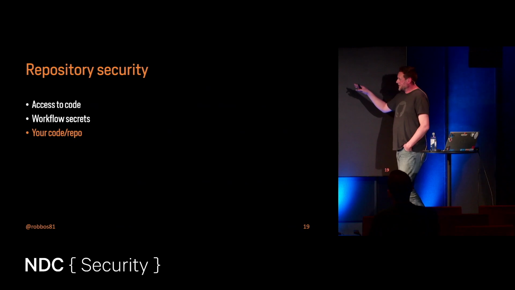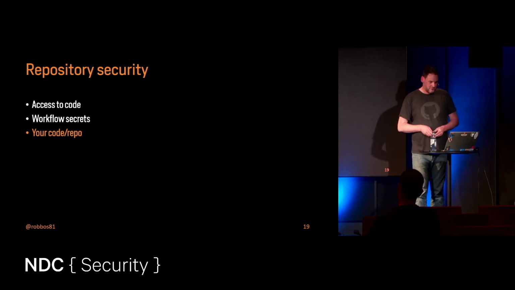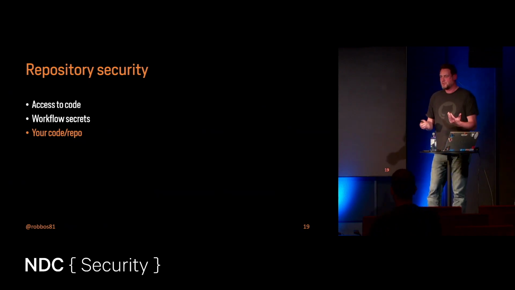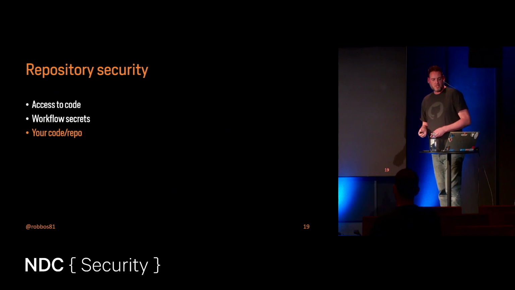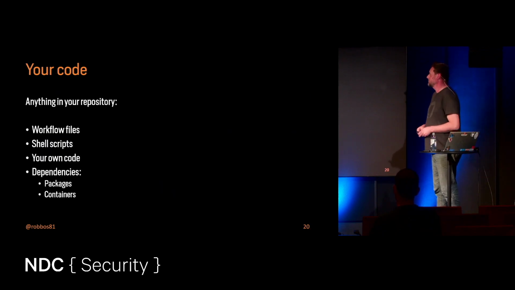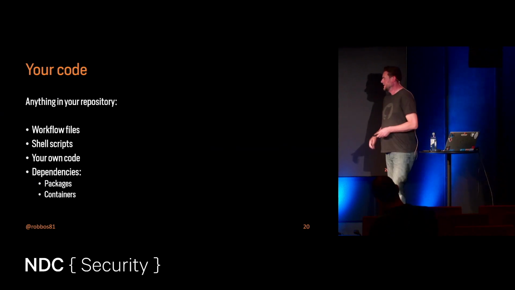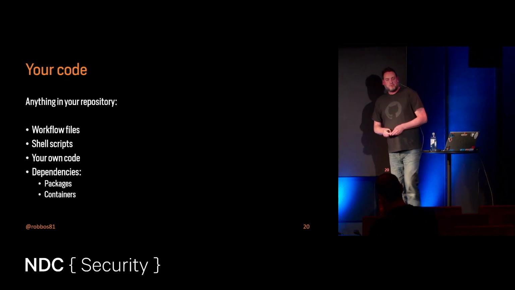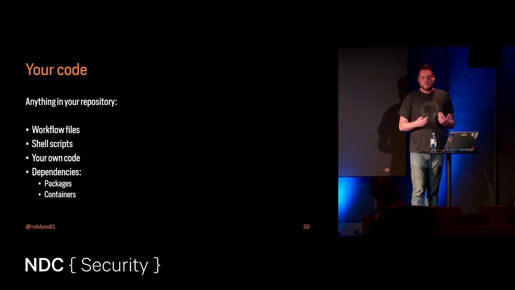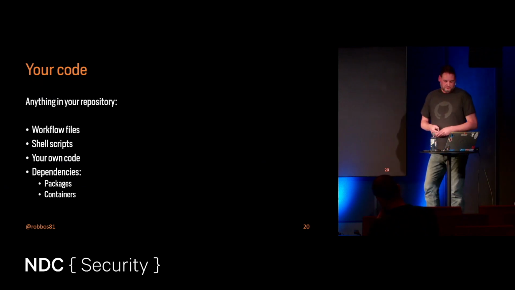And that's only for access to your code and the workflow secrets. Even worse, you store your own code inside of the repository. And with your own code, I really mean anything inside of your repository. That will be available for the workflow when it is executing. It starts with the definition of your workflow file. What kind of actions are you using? What do you download there?